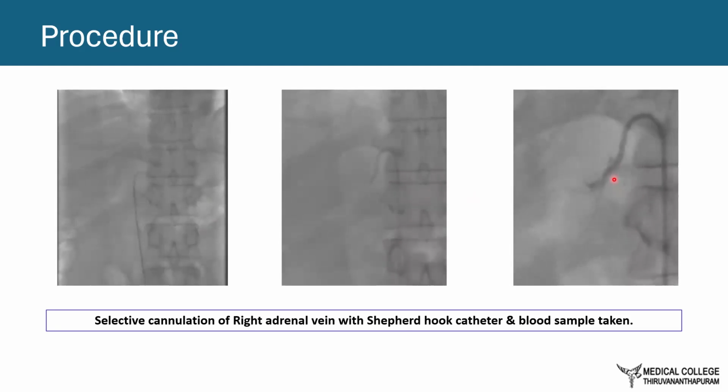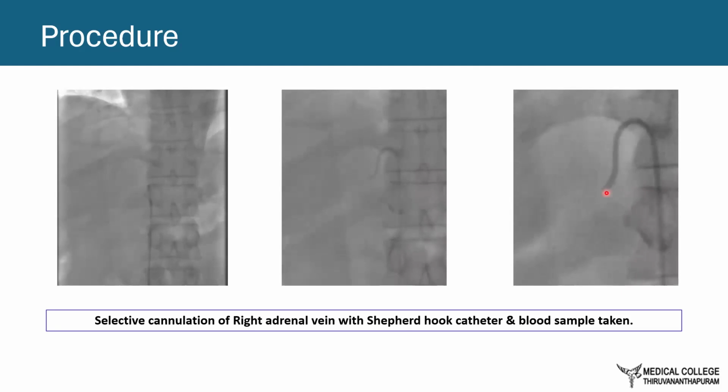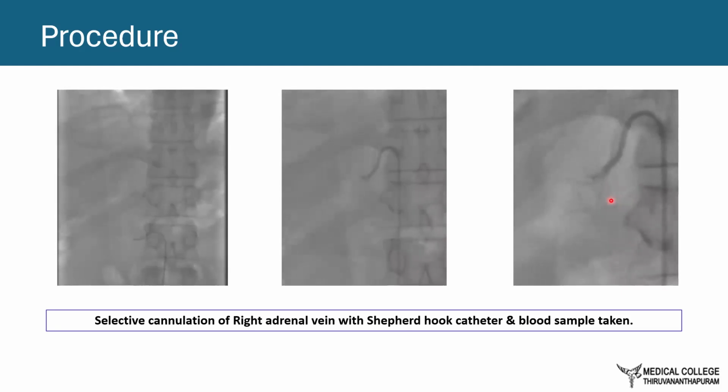Even if you are hooking with a 5 French catheter, you are unlikely to get any aspirate because this vein will go into spasm. You will not get a sample. Also, the thing to be ensured is that when you're injecting, you need to inject very slowly because the vein is very small and fragile, it may rupture and your sampling may not be possible.